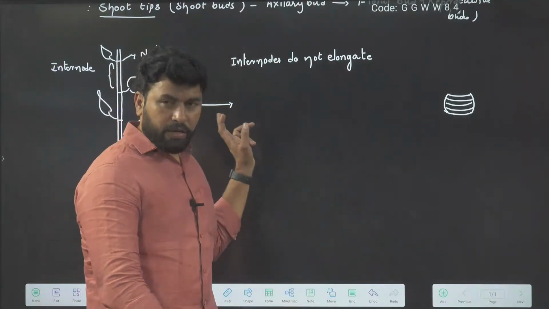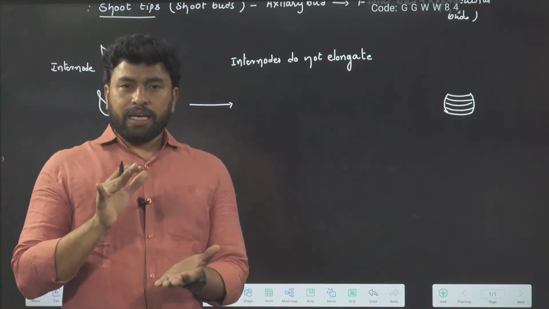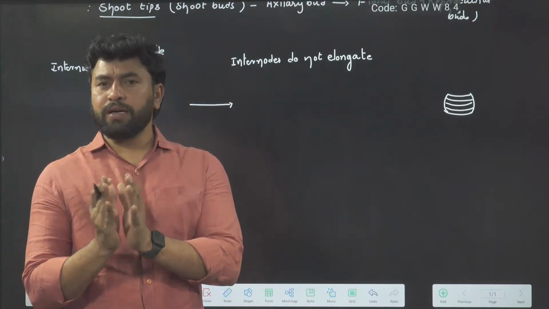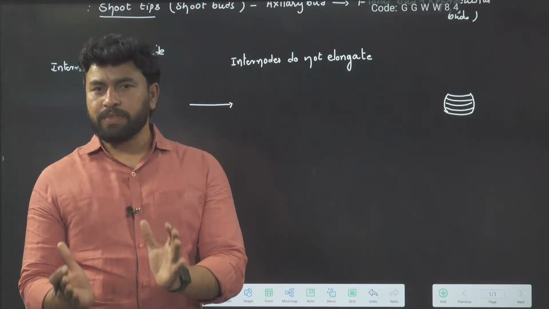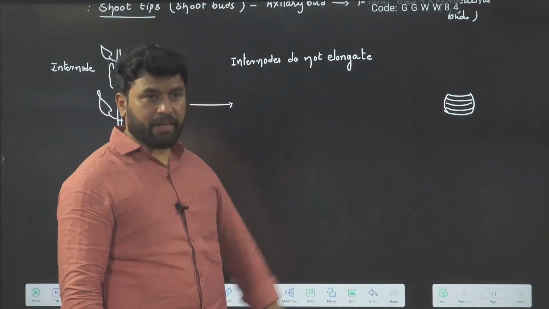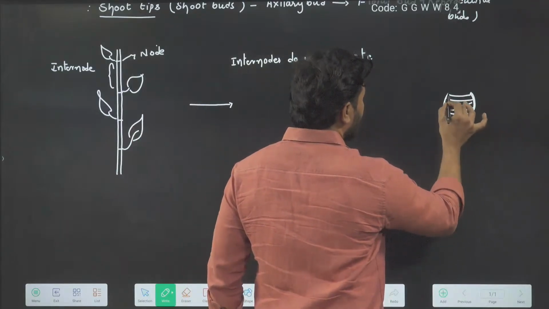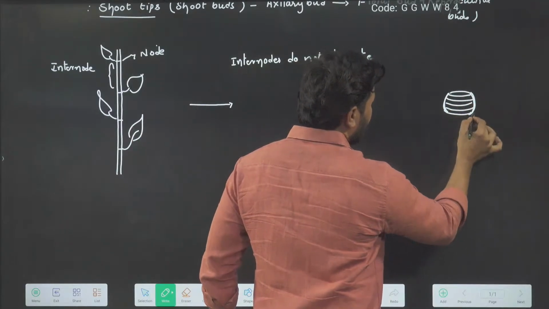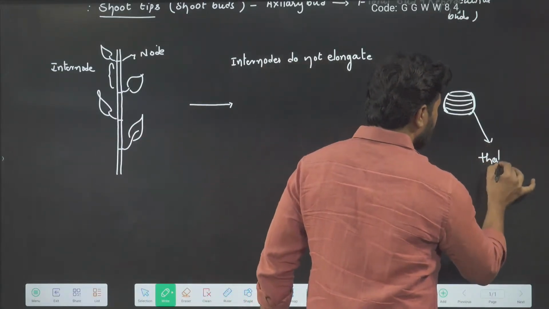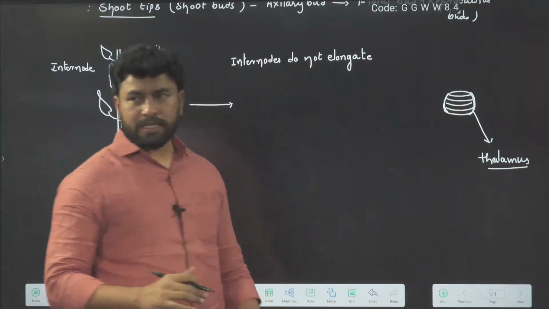See, internodes do not elongate. If internodes do not elongate, the gap between two nodes decreases, so the nodes come close to one another. Is it okay? The area where all the nodes come close to one another, this area generally we call the thalamus. Thalamus. You keep it in mind. We will elaborate those parts later on.